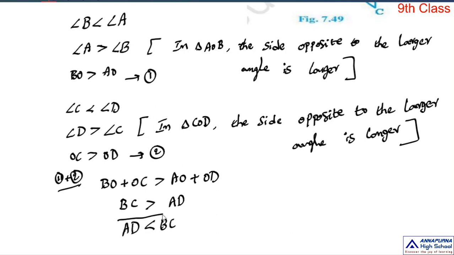This is the third problem. AD is less than BC.